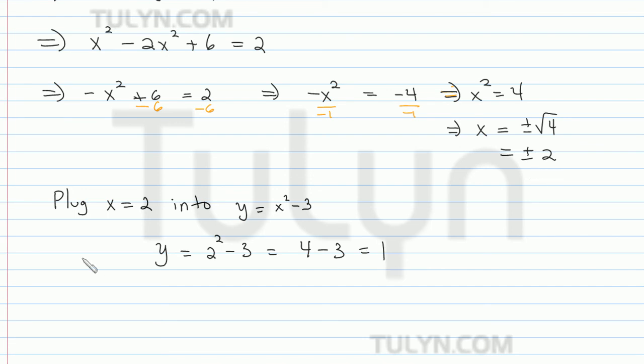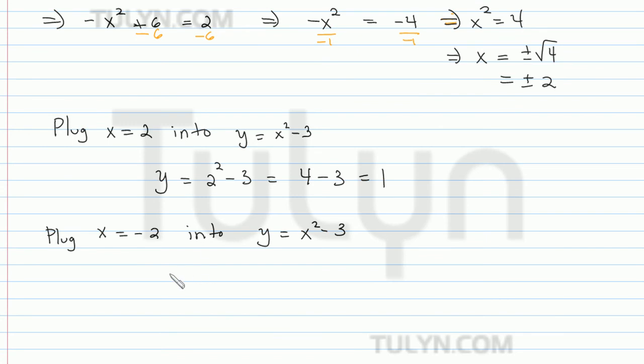And now we want to plug in the second value of x. So we want to plug x is equal to negative 2 into that equation. So we end up getting y is equal to negative 2 squared minus 3, which is still positive 4 minus 3, which is just 1.